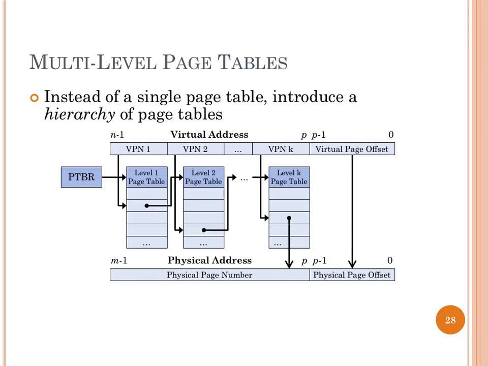So each node has 512 entries. 4,096 divided by 8 is 512. And so basically we take the incoming virtual address, we take the virtual page number, we break it into chunks, and we use each chunk to do another level of mapping. So now we have a page table hierarchy.